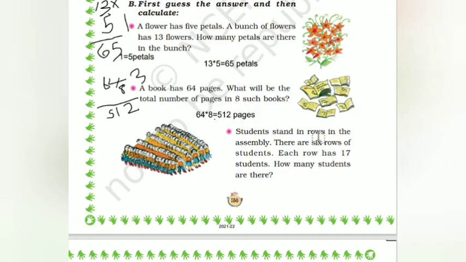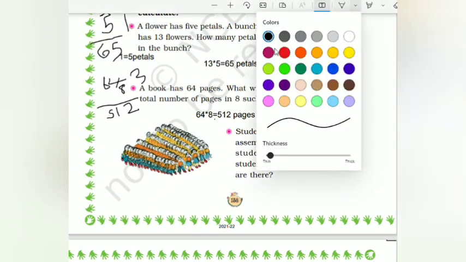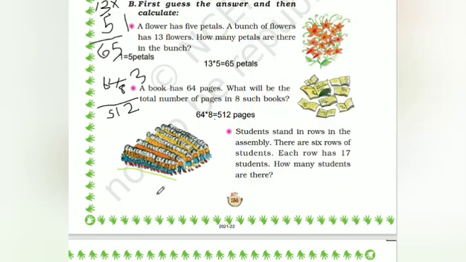Okay, students stand in rows in the assembly. There are 6 rows of students. So students are standing in the assembly. How many rows? 6 rows are present. Each row, how many students does it have? See here. Here how many students? 17 students. Row means here 1, 2, 3, 4, 5 and 6. 6 rows are present, 17 students.